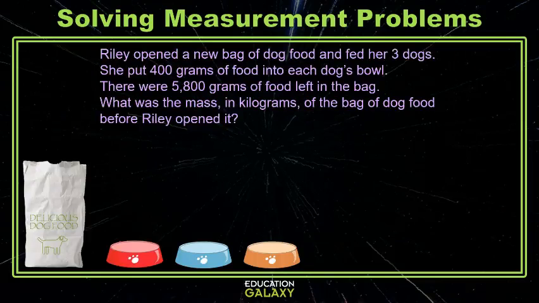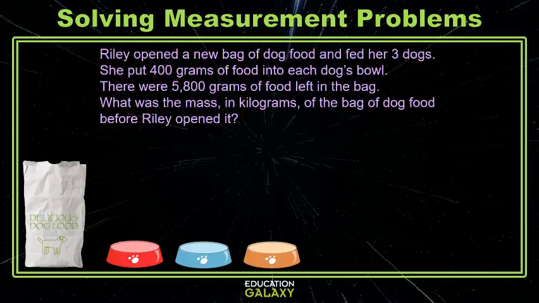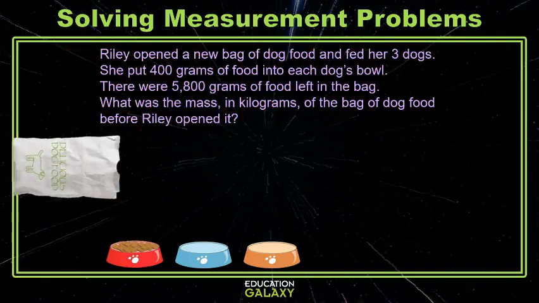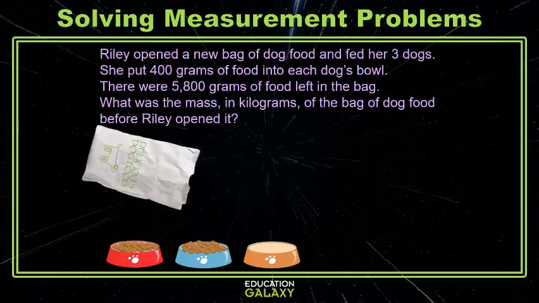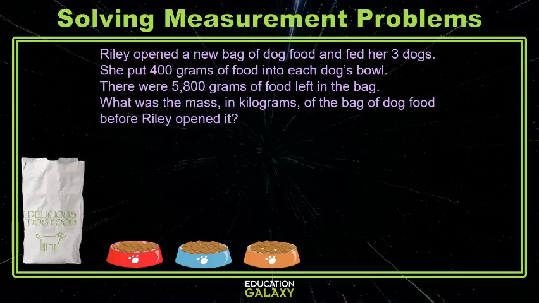Moving on. All right, so what we've got here is a giant word problem, and I think now that it's time to panic. No, it's not time to panic. We got this. No big deal. So Riley's opening a new bag of dog food, and she's feeding her 3 dogs. She puts 400 grams in each bowl, and then we're told how much is left in the bag. And we're just going to find out how much was in the bag to begin with.